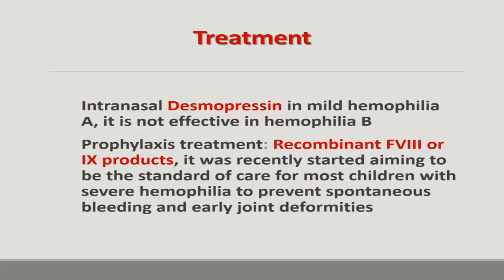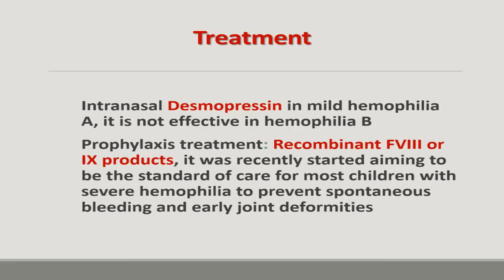Another form of treatment is desmopressin in mild hemophilia A, but it is not effective in hemophilia B. Why is it effective in hemophilia A? We know that factor 8 is produced by the endothelia of the vessel. So when there is mild deficiency, desmopressin will enhance release of factor 8 from the vascular endothelia, while factor 9 is usually produced by the liver, and desmopressin here is not effective in hemophilia B.